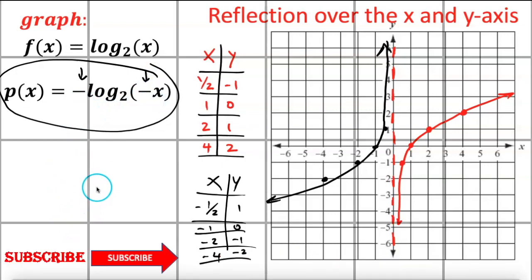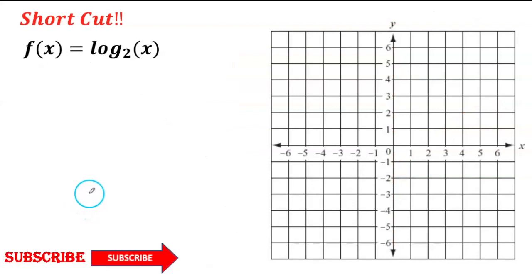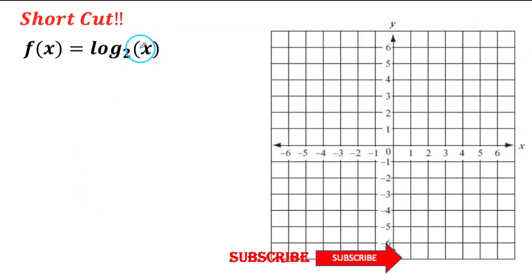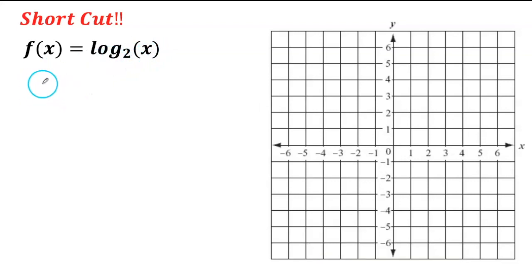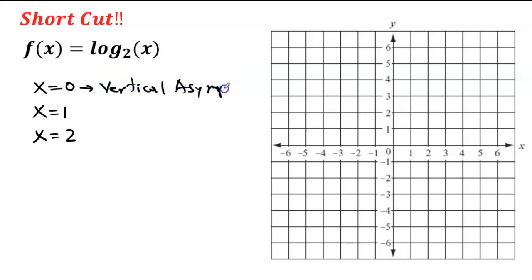Now, to make our lives easier, let me show you a shortcut. What is the shortcut? The inside, whatever we have in the parentheses of our argument, we're going to make it equal to 0. We're going to make it equal to 1. And we're going to make it equal to our base. Whatever the base is, right now it's base 2, so it's going to be equal to 2 right here. In this case, there's only the x, so these are my values. The first value will be your vertical asymptote. And the other two values, I'll be using those to make a table of values. So I'll make a table of values with those two, which is 1 and 2.